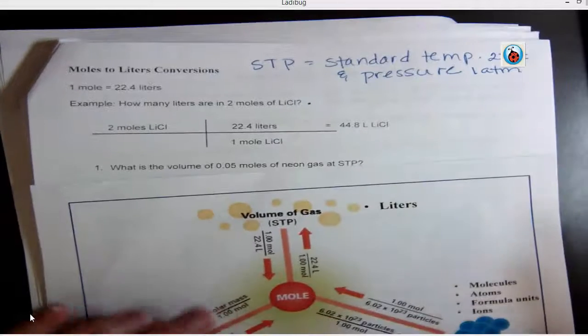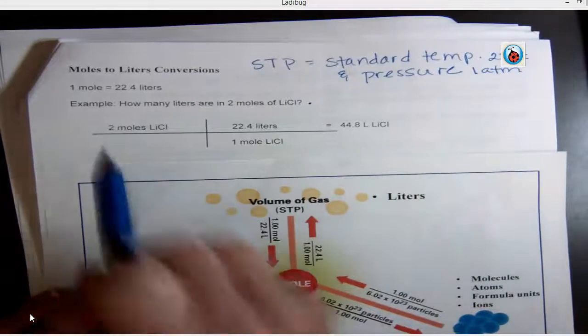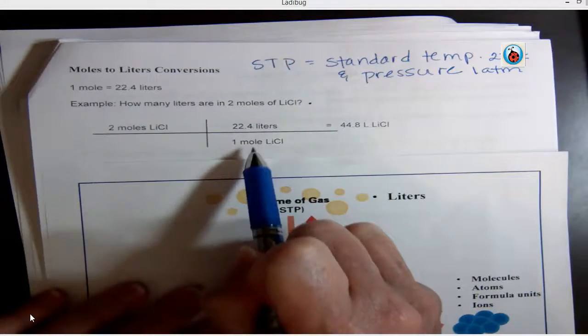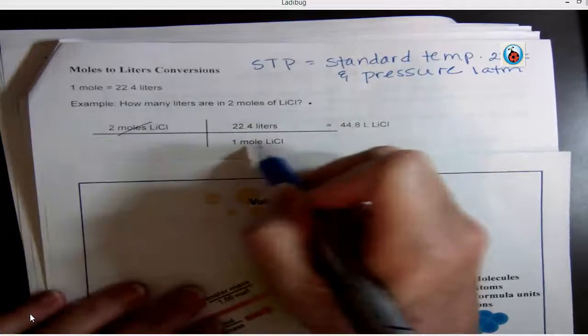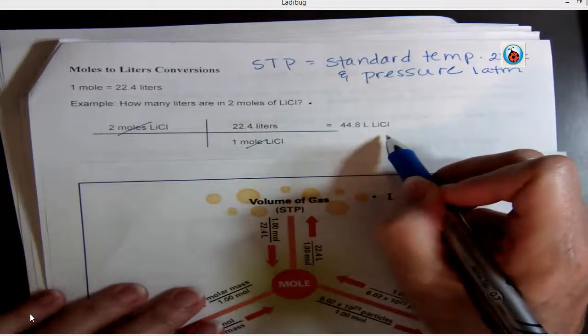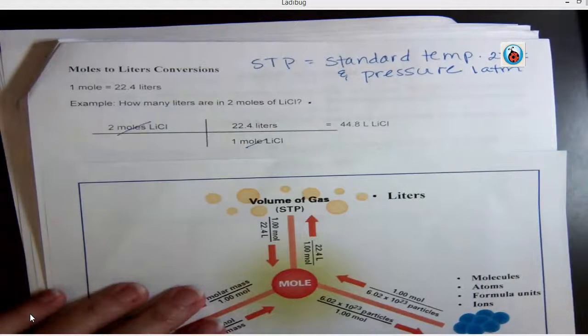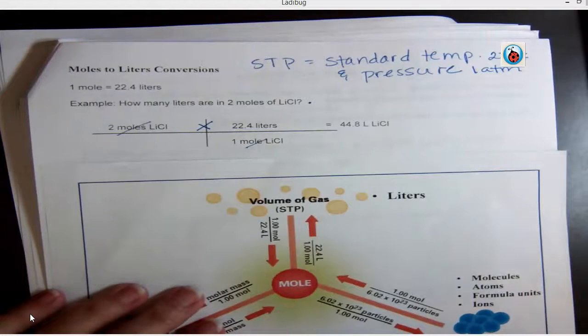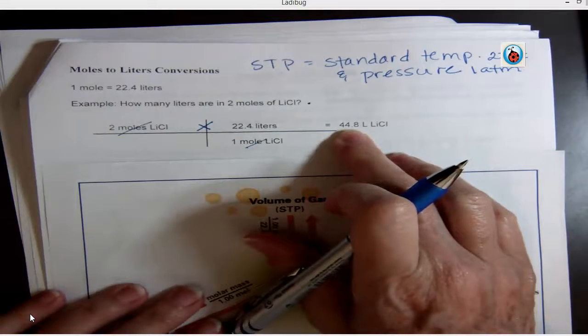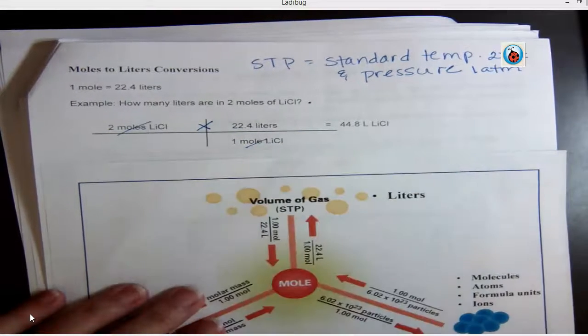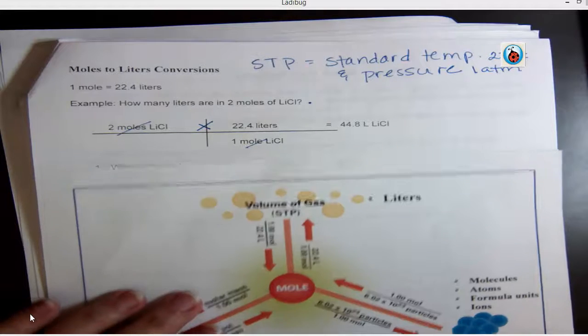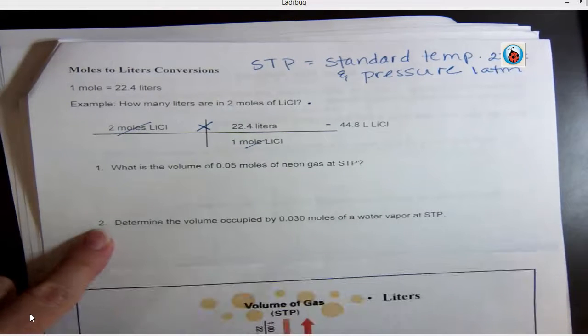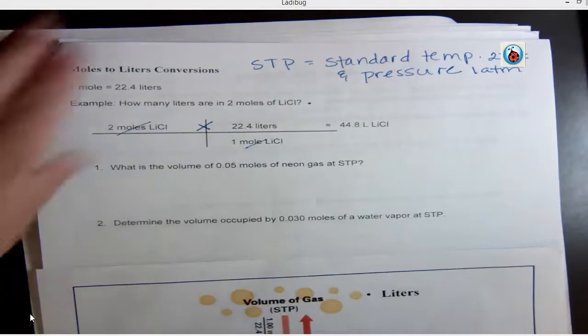So again, it's the same process we've been doing. Multiply across the top, divide by the bottom. Moles cancel out, and I'm left with liters of lithium chloride. Okay? Because 2 times 22.4 is 44.8, divided by 1 is still 44.8 liters. All right, and there's only 2 of these. You're going to do that same thing right here.